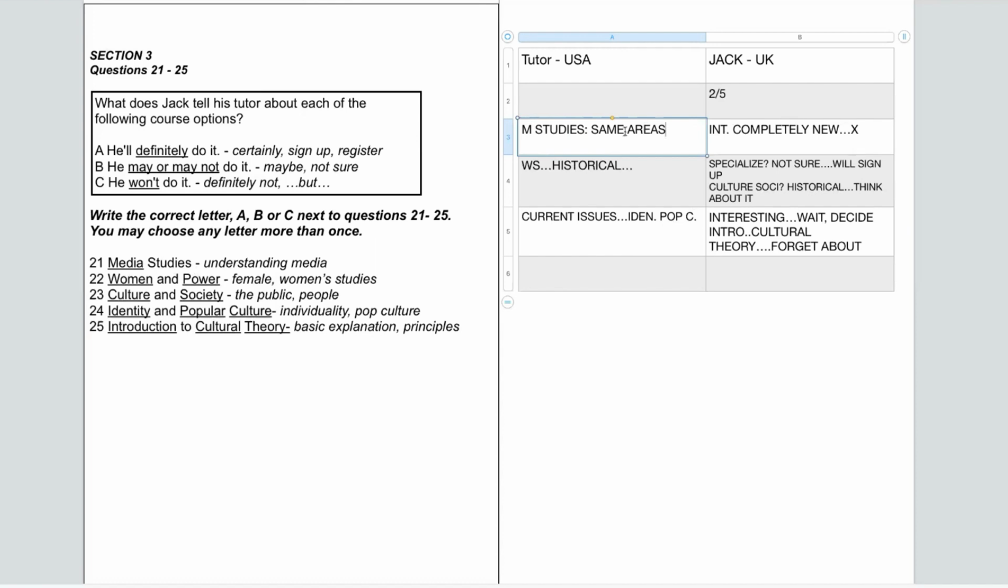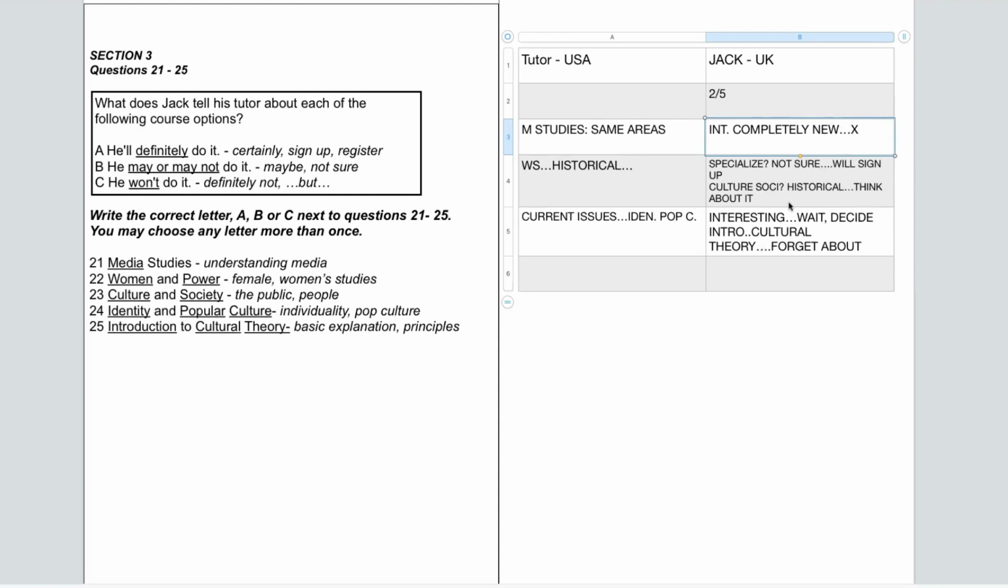But she said that it was more or less the same areas, and he said he was interested, I have INT, in something completely new, so I have an X for he won't do it. You could also write C if that's easier for you, but I used X. Note how I use these dots here for things that aren't necessarily important.